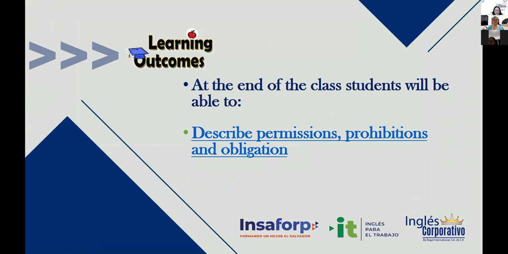Do you remember what expressions to use for permission? Can, may, could. No, those are for possibilities. For permission, can, may, it's usually used as well. And you are allowed. And for prohibition, the opposite. We use can't in negative, and you're not allowed. And for obligation? Have to. Exactly. And have got to. Yes, that's what we started yesterday.